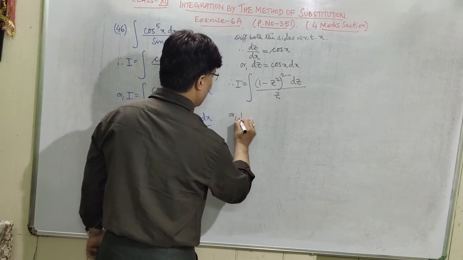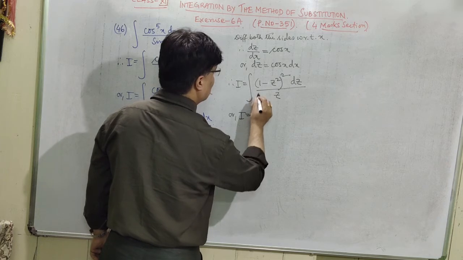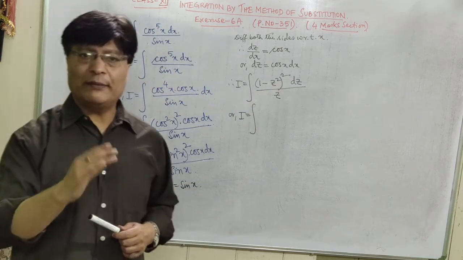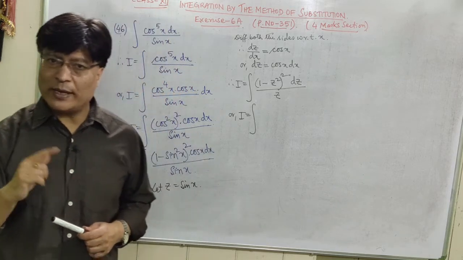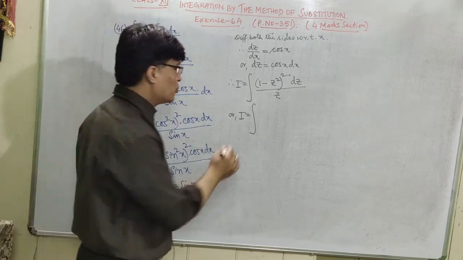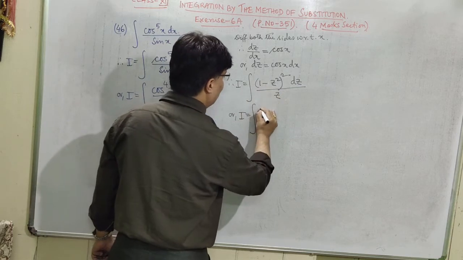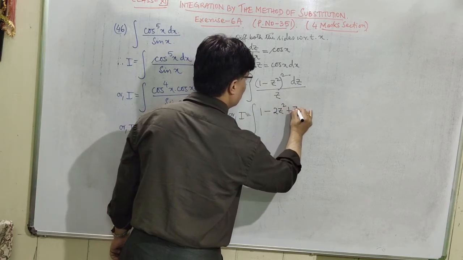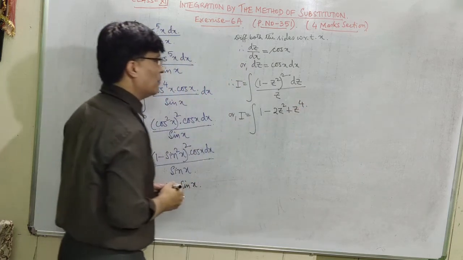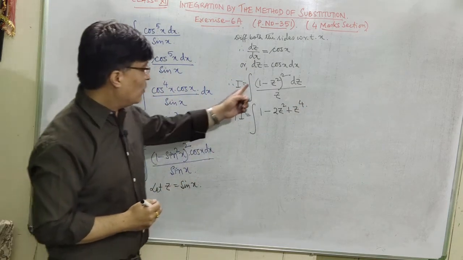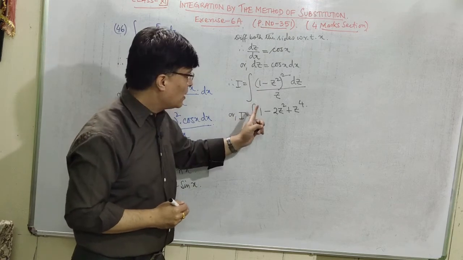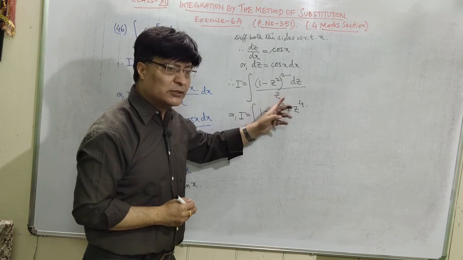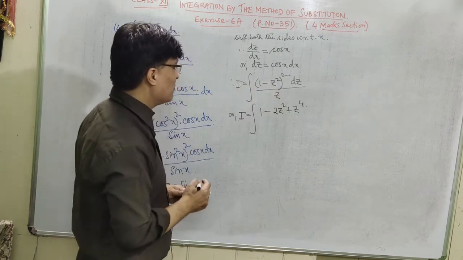So I is equal to integration of, this is a minus b whole square. You know the formula of a minus b whole square, a square minus 2ab plus b whole square. So in this case we have, what is a whole square? 1 minus, what is twice ab? 2z square plus, what is b whole square? It is z to the power 4. So here a whole square is 1 whole square, that is 1, minus twice ab, 2 into 1 into z square, that is minus 2z square plus, what is z square whole square? That is z to the power 4.